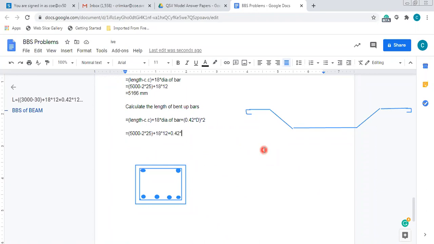Now everyone must be able to calculate the value of D. Please tell me the answer for capital D. I hope everyone remembers how to calculate the value of capital D. Yes, capital D equals depth of beam minus top cover minus bottom cover. Correct one. Just tell me the value now.